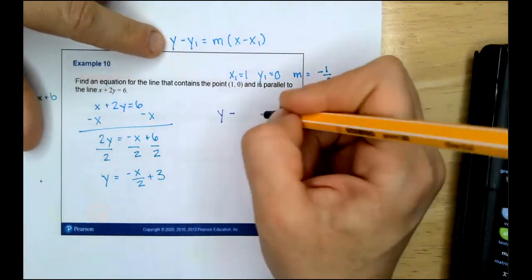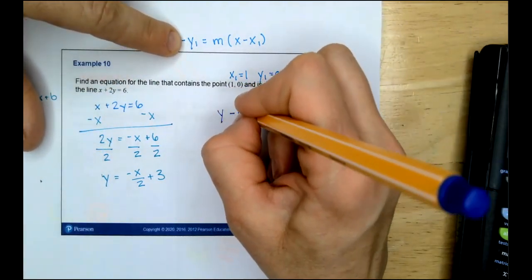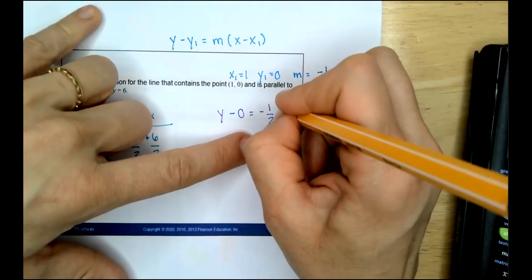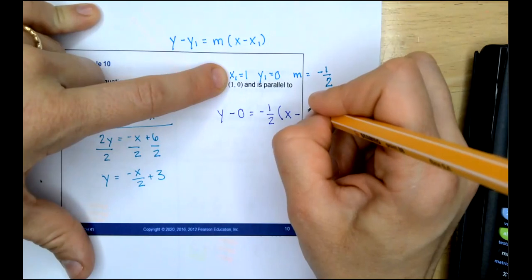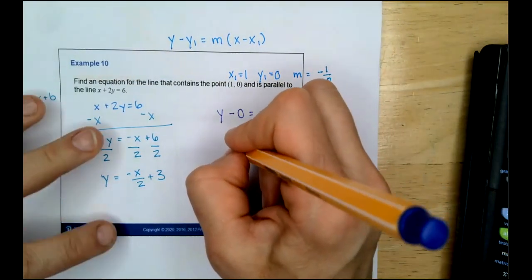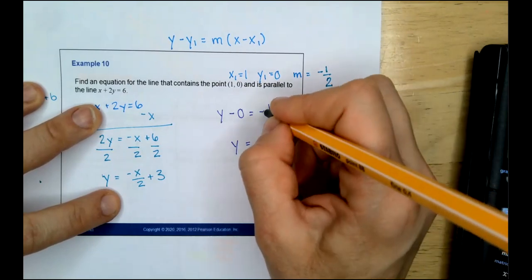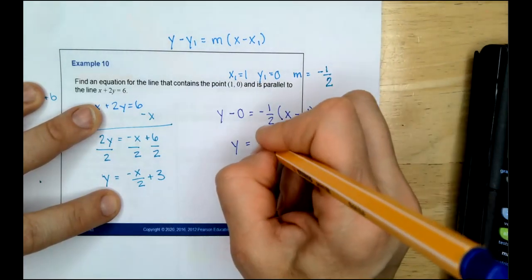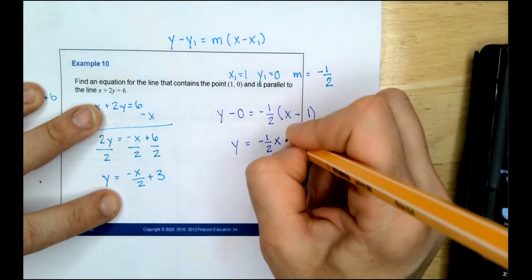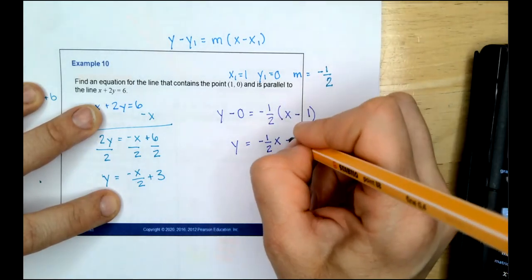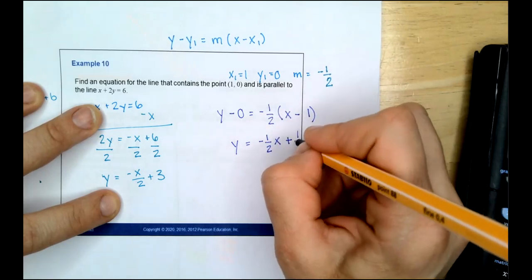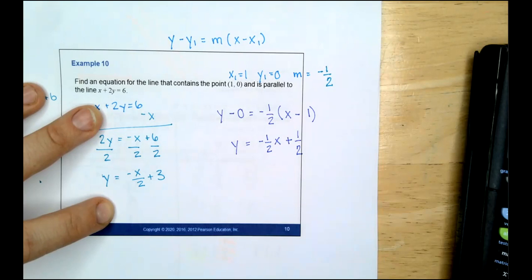Y minus y1, which is 0, is equal to negative 1/2 times x minus x1, which was 1. Good. Y minus 0 is just y. Negative 1/2 x minus 1. I'm going to distribute the negative 1/2, multiplied by the x. And then negative times a negative is a positive. 1/2 times a 1 is just a positive 1/2.